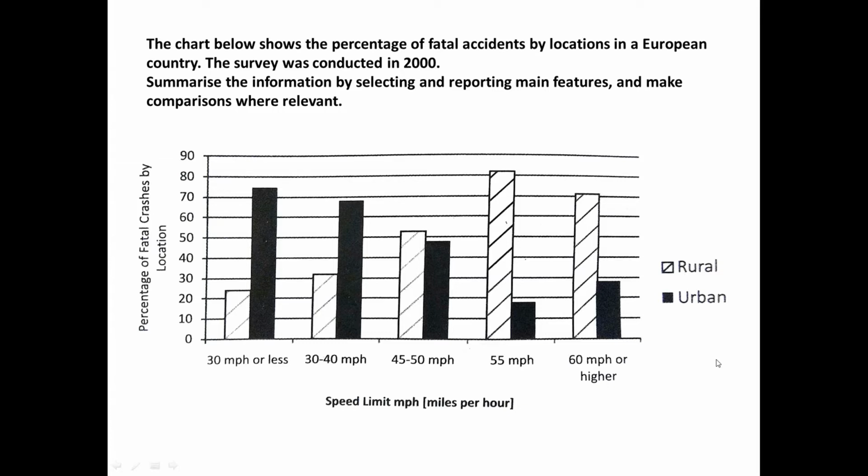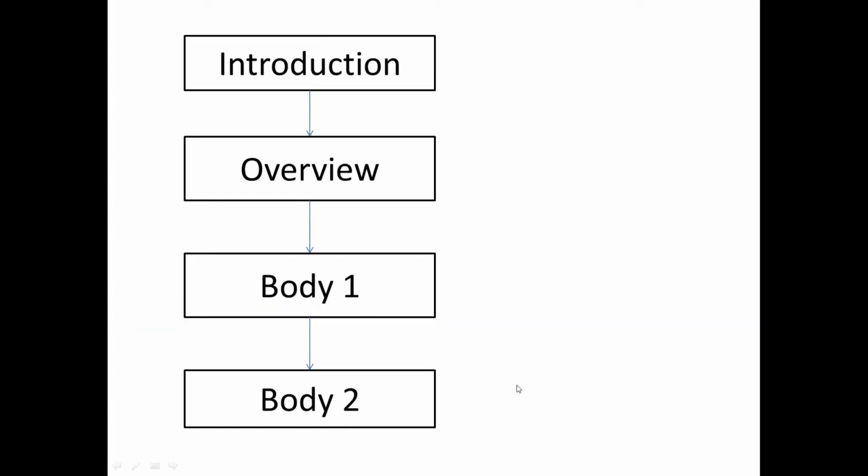So first let's check out the band 9 axis structure for IELTS Writing Task 1. So this is the band 9 axis structure. Firstly we have to write introduction, then overview, then body paragraph 1 and body paragraph 2. We can also write a single body paragraph, but to distribute information properly, it is advisable to make two body paragraphs.